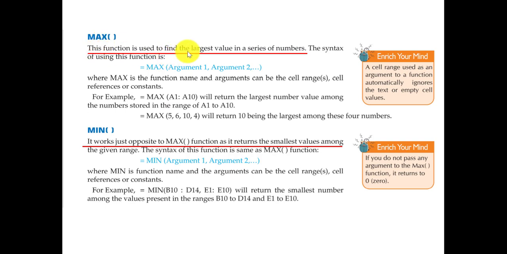Maximum function. It is used to find the largest value in a series of numbers. Equals to MAX; the syntax is the same: equals to MAX, argument 1, comma, argument 2. For example, equals to MAX(A1:A10) will return the largest number in the range of numbers. Or equals to MAX(5,6,10,4) will return the largest of these numbers. The answer will be 10.